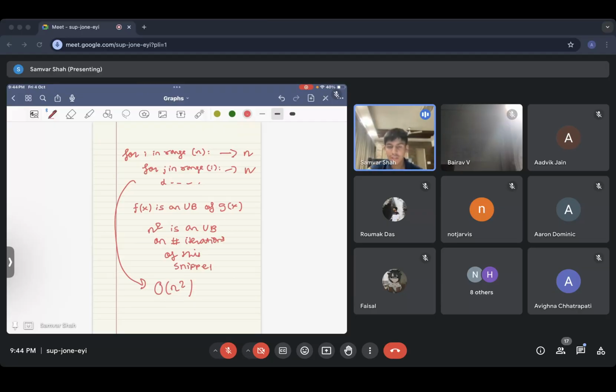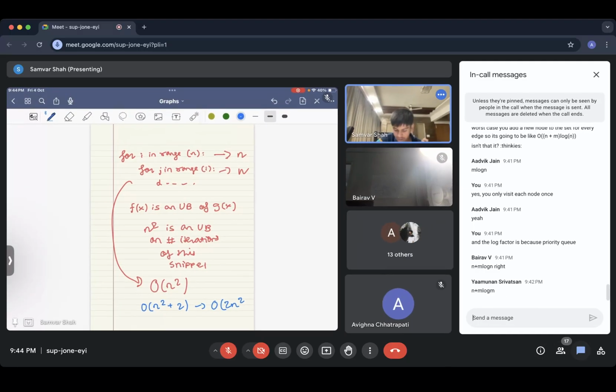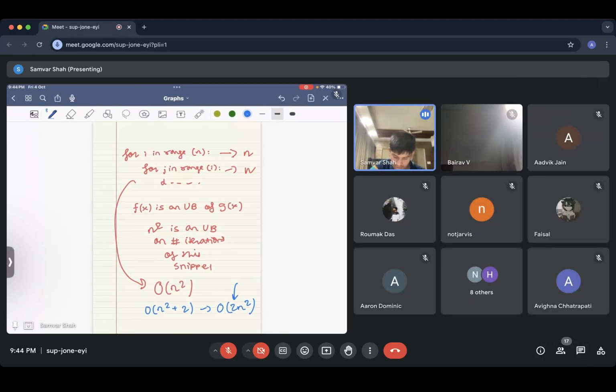Now, since we're doing asymptotic notation, I'll add that if you have O of n squared plus 2, or O of 2n squared, all of these constant values can just be dropped, because asymptotically, 2 is a constant and grows extremely slowly compared to n squared. Even the multiplication by 2 grows extremely slowly in comparison with n squared.